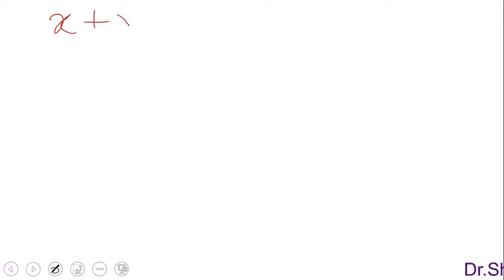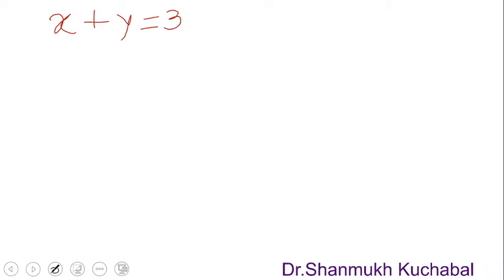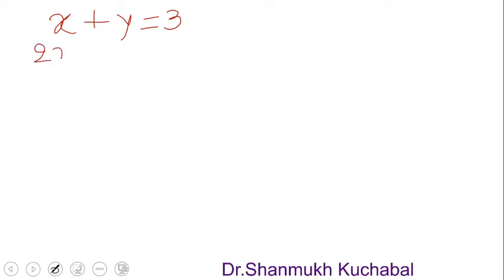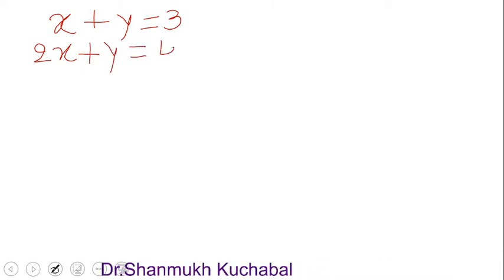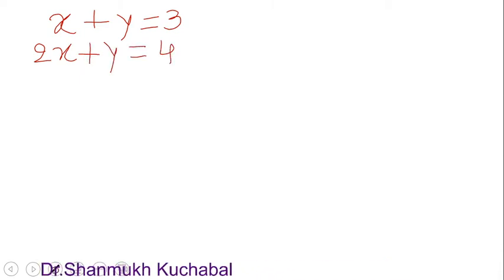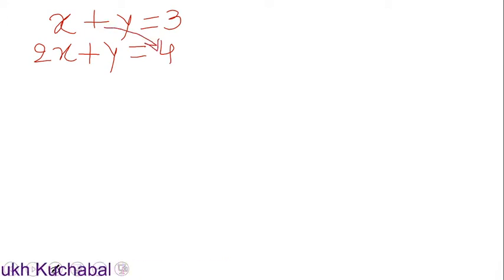Okay, we'll do the next example. x plus y equal to 3. One more equation is 2x plus y equal to 4. So the step is, first, left to right, x equal to 1 into 4, 4.